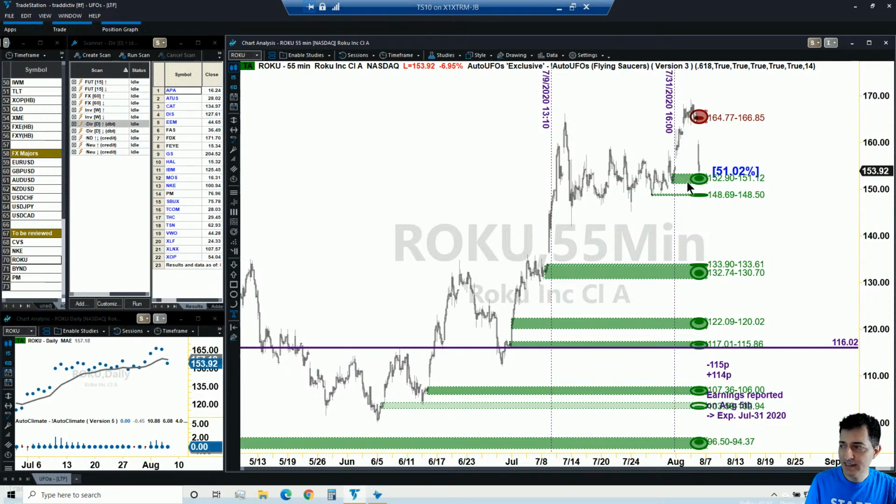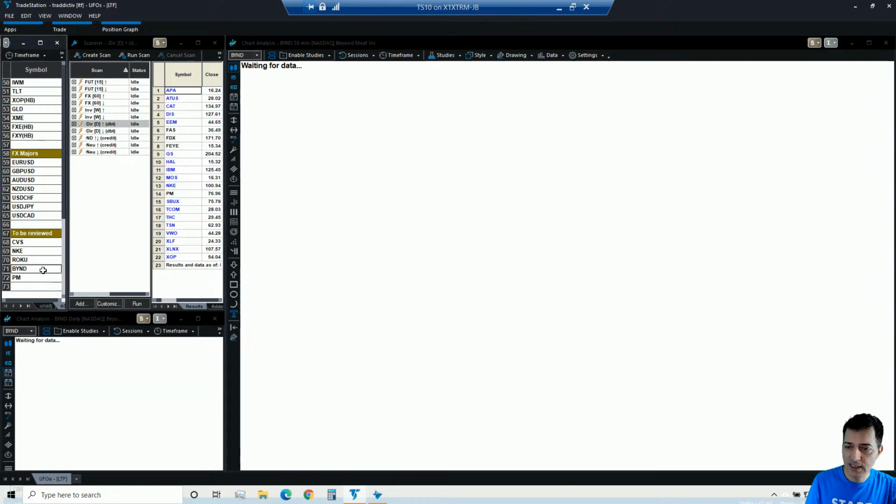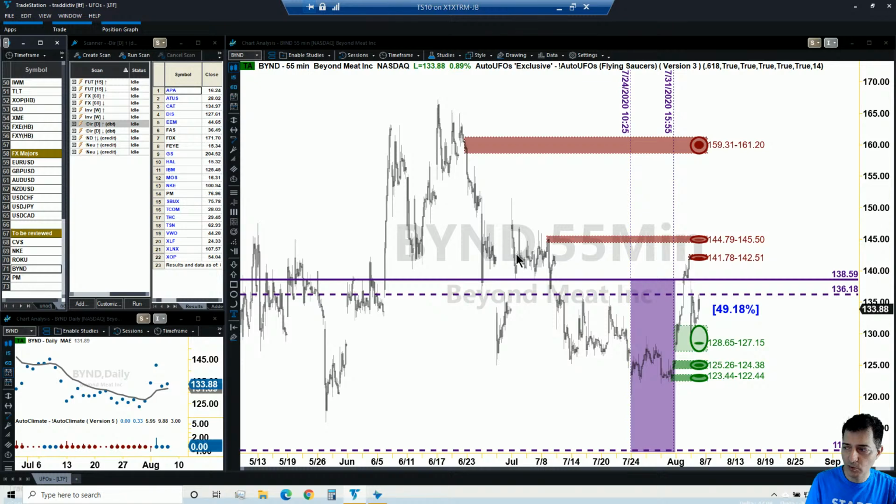And indeed, that trade ended up as a full profit, as you can see, hitting the vertical line 7/31, which was the expiration date for those options, with a credit spread.